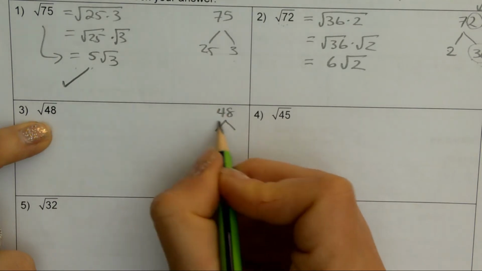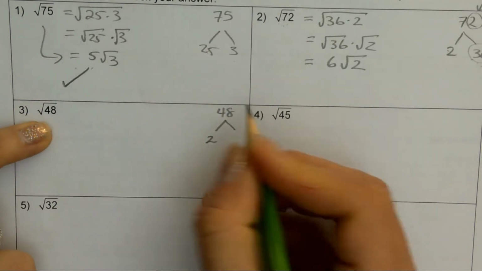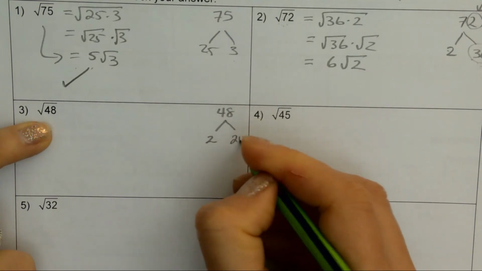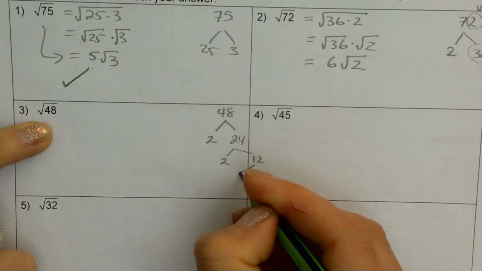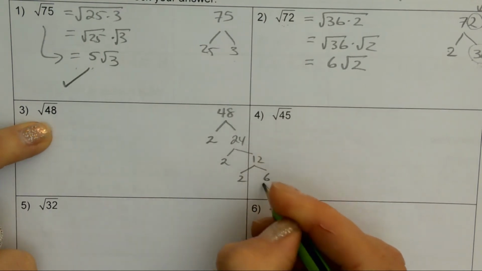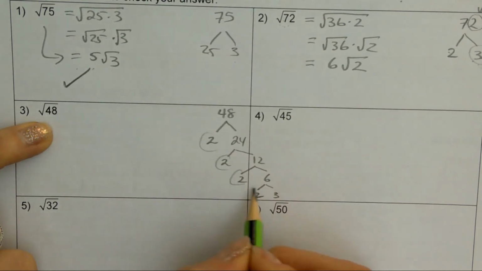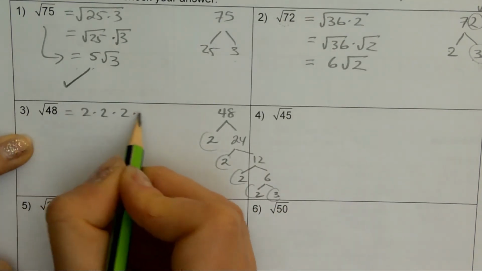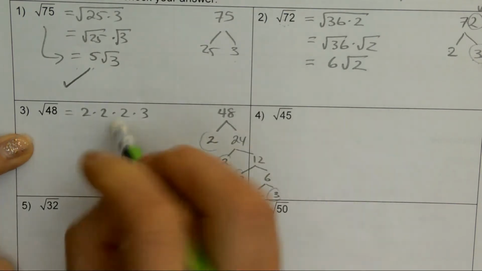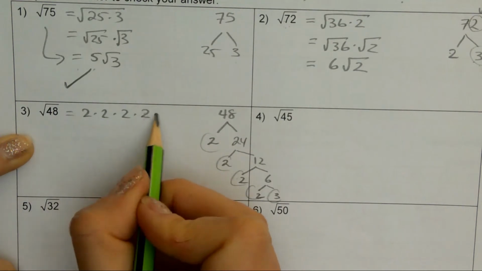It's even, so I can divide by 2. Half of 48 is 24. I can do it again. Half of 24 is 12. I can do it again. And then I can do it again. So that's 2 times 2 times 2 times 2 times 3. Oops, I need one more 2. There's 4 2's. 1, 2, 3, 4.